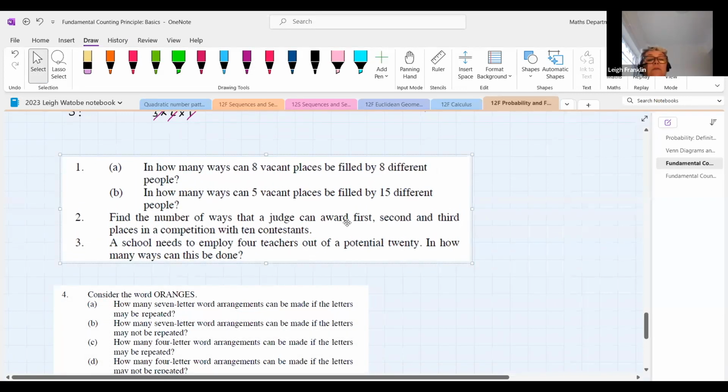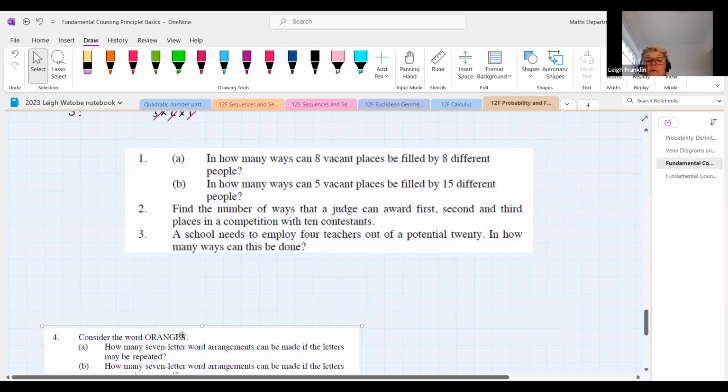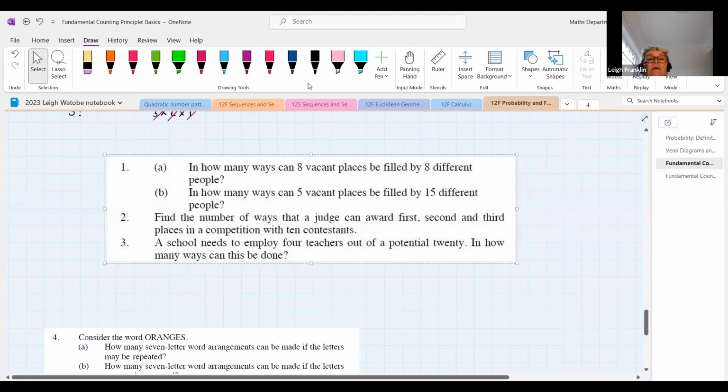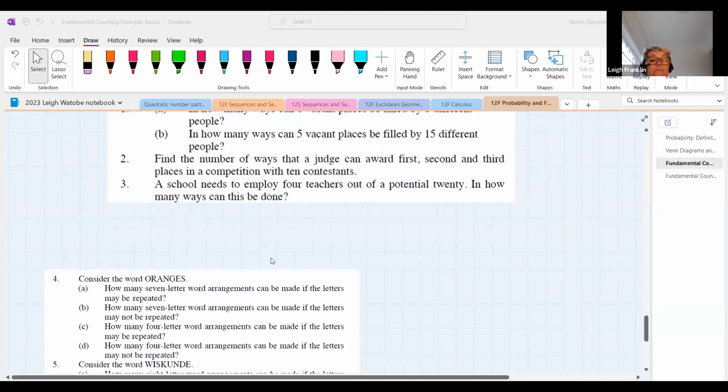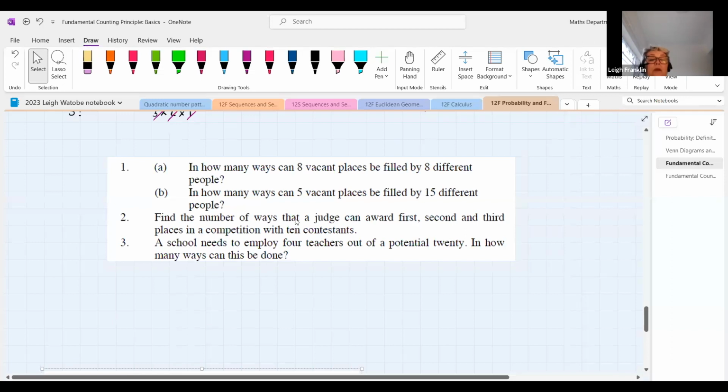So you guys do these quietly by yourselves. That would be 1, 2, and 3. We'll mark that and then we'll try something else. So try questions 1A, B, 2, and 3. We'll mark it and we'll move on.